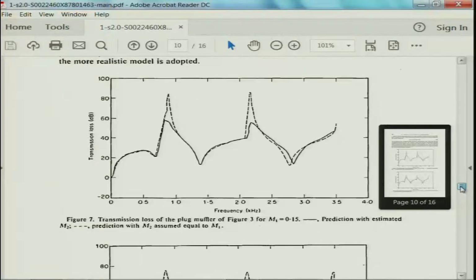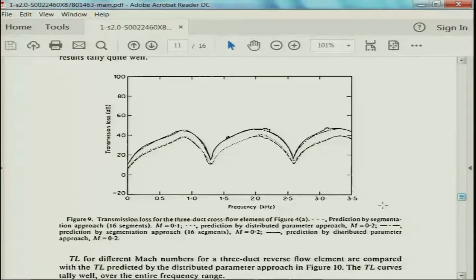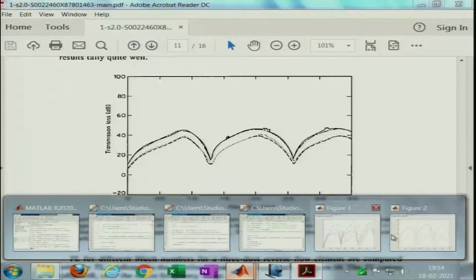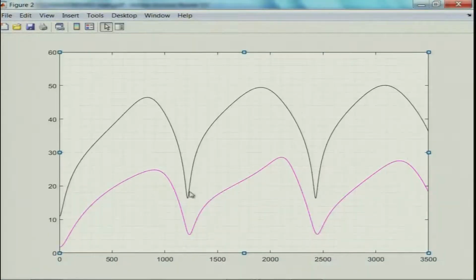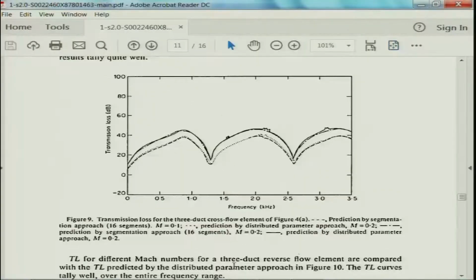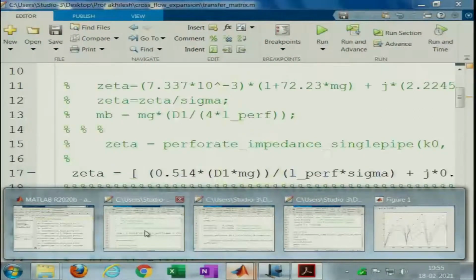So it definitely does impact, but the black colored curve is what Sahasrabudhe, Munjal and Rao reported in their paper. But these are the more modern predictions. So I would probably go with the modern one, and would urge you also to use more accurate expressions for impedance.